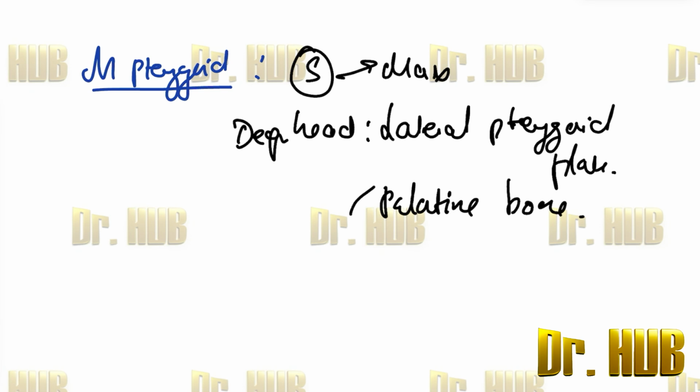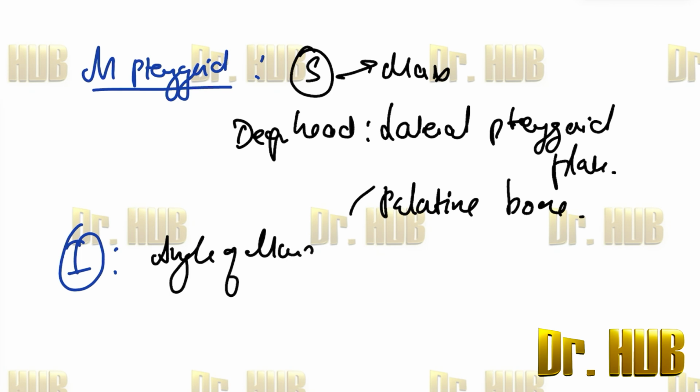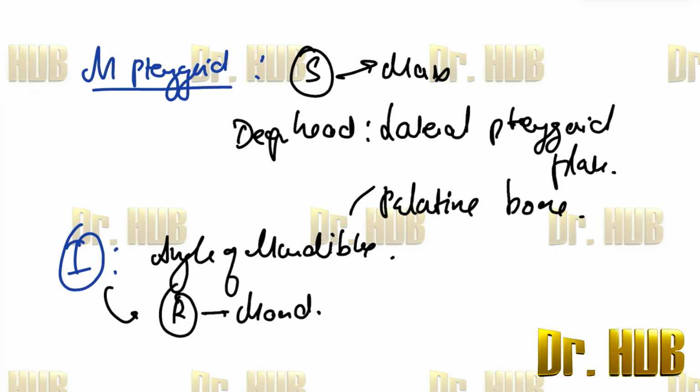Next, how is it inserted? The insertion here is the angle of mandible. This is all about the medial pterygoid and the ramus of the mandible behind the mandibular foramen.